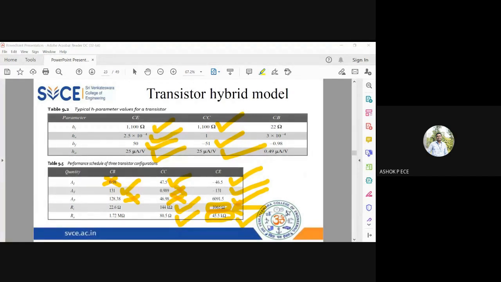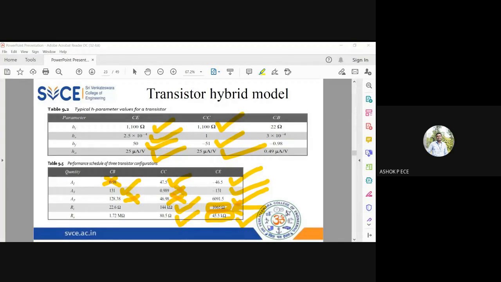See, whatever numerical value you study, whether it be H parameters or the other amplifier parameters, you should clearly know what the theoretical value is, what the ideal value is, and whether this value should be high or low. If it is high, what is going to happen? If it is less, what is going to happen? Is that going to be a drawback or not? See, everything you should be very clear.